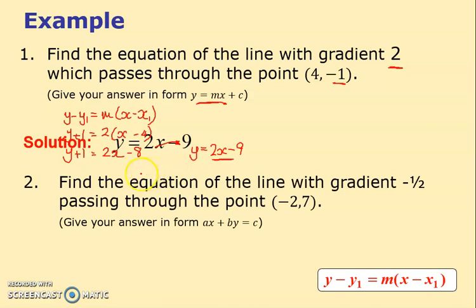The next one is exactly the same idea. I'm just going to do the same thing. Hopefully I'll have a bit more room, but I don't know. Y minus y1 equals m times x minus x1.